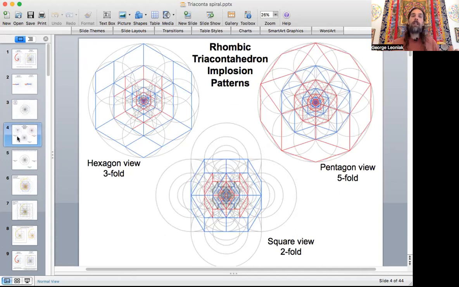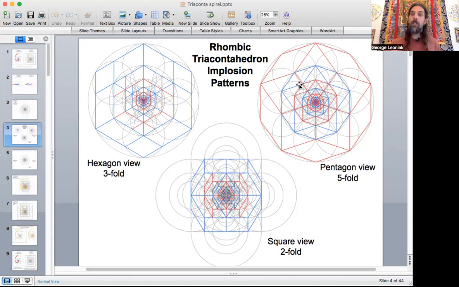overview of how I did these infinite scaling patterns with the Rhombic Tricontahedron as the overlay, because that form really does contain all the Platonic solids and many of the others. It has 30 rhombic faces. This is what that infinite scaling looks like. So this is a Rhombic Tricontahedron within a Rhombic Tricontahedron, all the way down. Same thing from this view. Same thing from this. So this is your hexagon view, I call it, square view, and pentagon view.